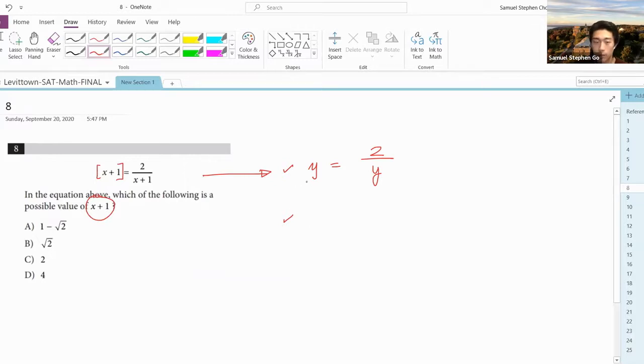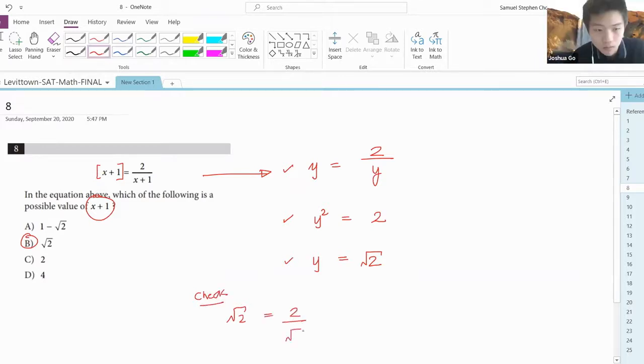So we kind of just did a little substitution. So we have y squared, if you multiply y on both sides, equals 2. And very simply, if you square root that, you'll get y equals the square root of 2. So this is the answer, square root of 2. If you want to check this, it's very easy to plug in. So we can say check: square root of 2 equals 2 over the square root of 2. You can convince yourself, of course, if you multiply both sides by square root of 2, 2 will equal 2. So 2 equals 2, check.